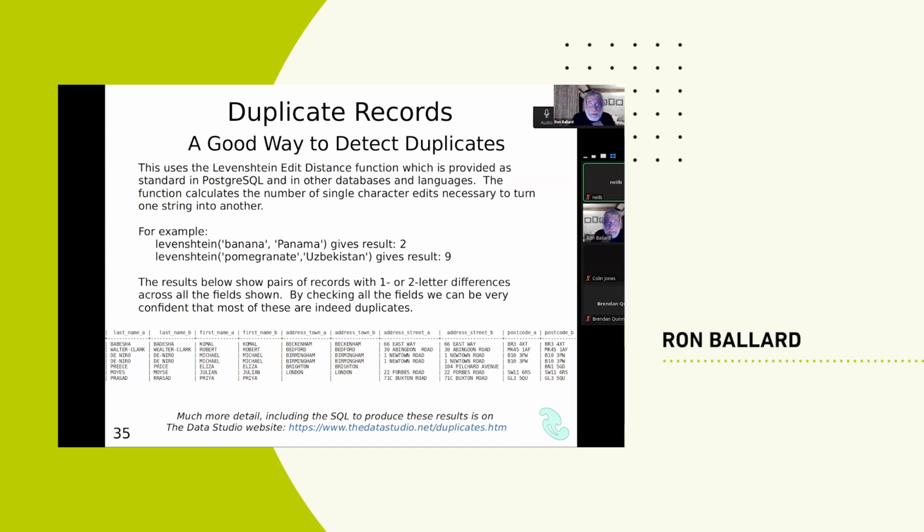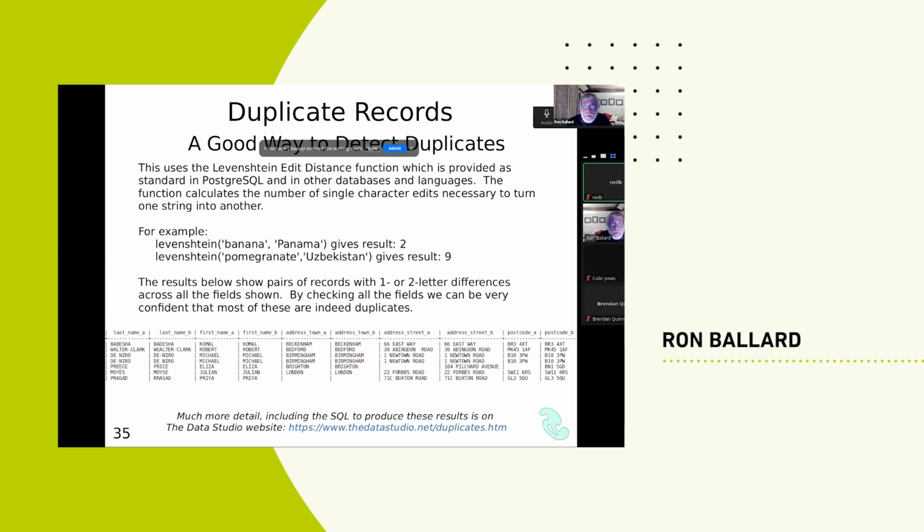So what it does is to look at two strings and say, how many single character edits do you have to do to change one string into another? So banana and Panama gives a result of 2. You change the B to P, and you change the second N to M to get Panama. But pomegranate and Uzbekistan gives a result of 9. You'd have to do 9 single character edits to change between those two.